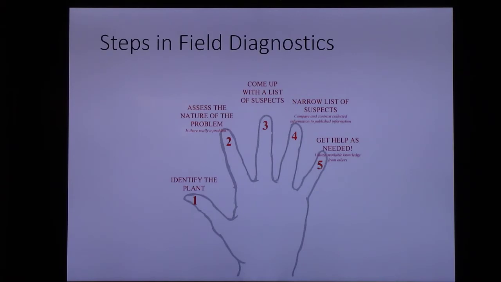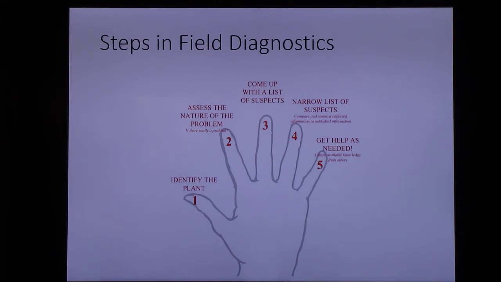During the fall, plants normally lose their leaves, so maybe it's not a problem. But if the plant's losing its leaves in the middle of spring, we might have a problem. The third step in diagnostics: come up with a list of suspects. Is it fungal? Is it bacteria? Is it weather related? What is our list of suspects? Who could the guilty parties be?